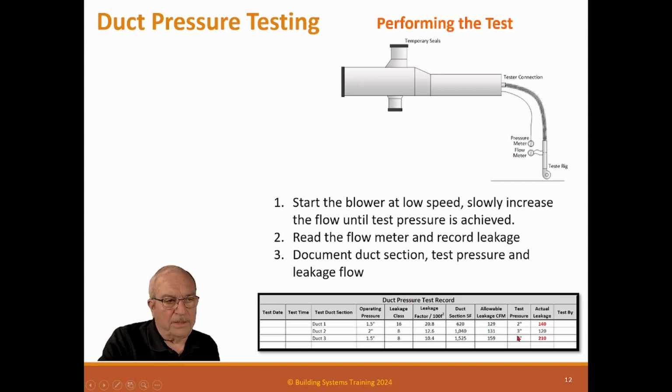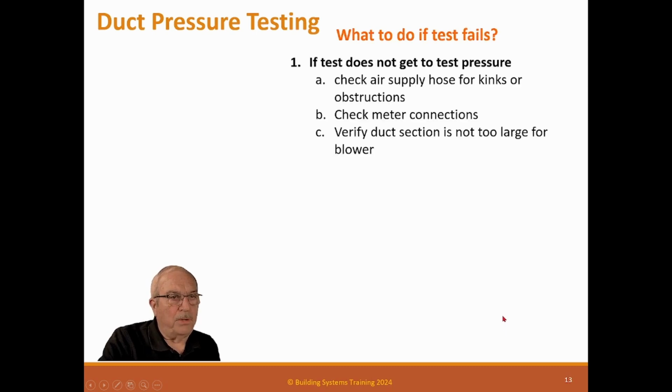didn't work. They're too leaky. That's why I have them in red. They didn't actually pass. So at that point, if a test does not get the test pressure, first thing you always want to do is check your air supply hose for kinks or obstructions and to make sure it's not leaking.